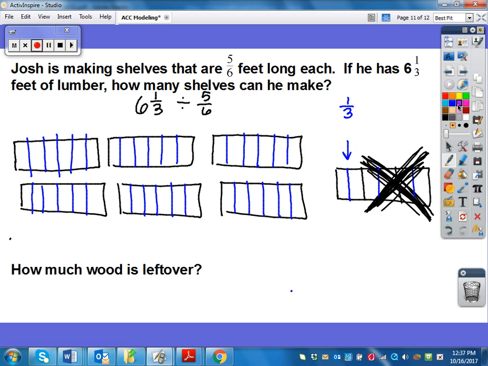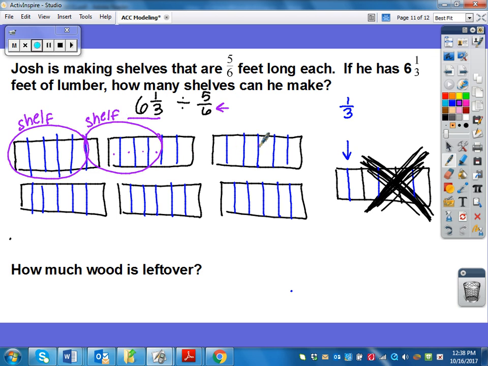So now I'm up to the third step of modeling. Remember, the first step was representing your dividend. The second step was splitting each of the pieces by using the denominator of the divisor. Now the third step is I have to circle groups of 5/6. 1, 2, 3, 4, 5. I'm going to circle that group. Now I'm going to use the 1 from this piece. 1, 2, 3, 4, 5. Each time I circle, that's representing 1 shelf that I can make. So far I can make 2 shelves.